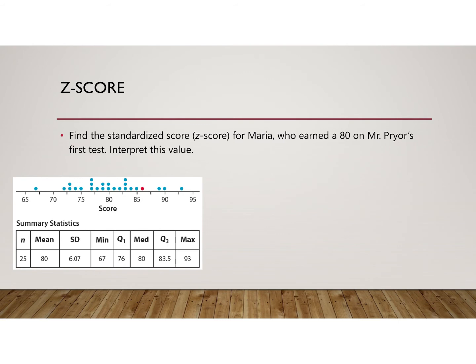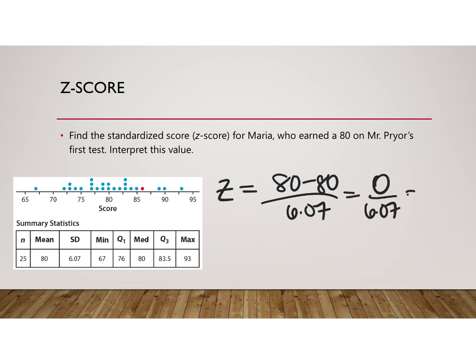Okay. Maria scored the mean score. What does that make her z-score? 0. Who said 0? 0. If she is the mean, her score is no standard deviations from the mean because she scored the mean, right? If I did the z-score calculation, I get 80 minus 80 divided by 6.07, which equals 0. Maria's score is the mean, so it is 0 standard deviations from the mean.